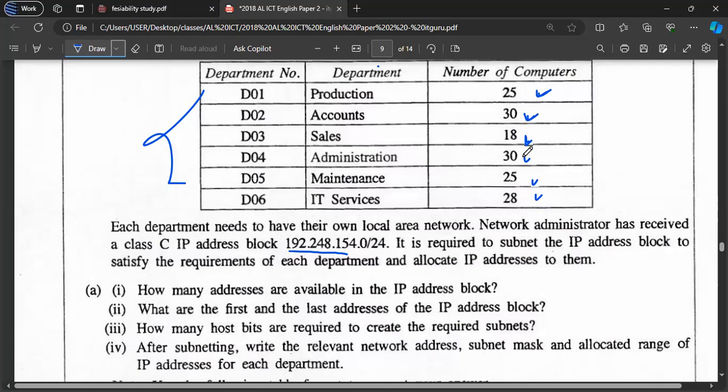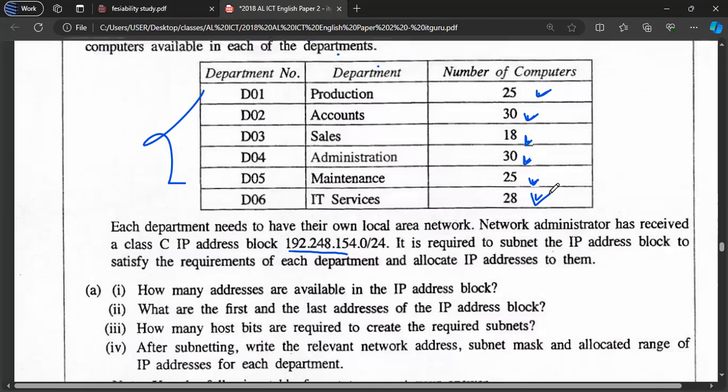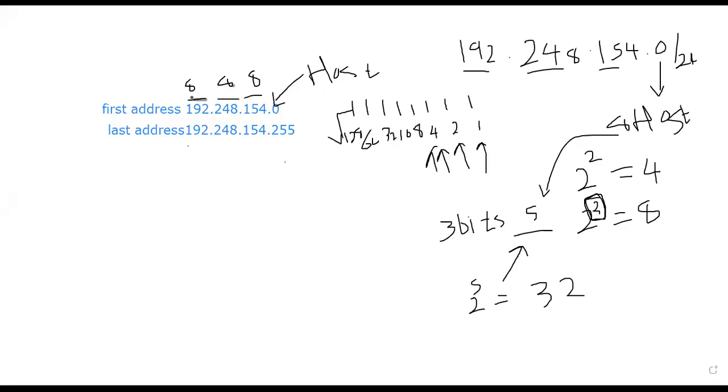Yes, okay, fine. Now look here. In each subnet, we can allocate 30 IP addresses, so 30 computers can be allocated. Therefore, that answer is suitable, right? So 3 bits can be taken. They're asking the number of host bits, right? So the answer is 3. 3 host bits are required.